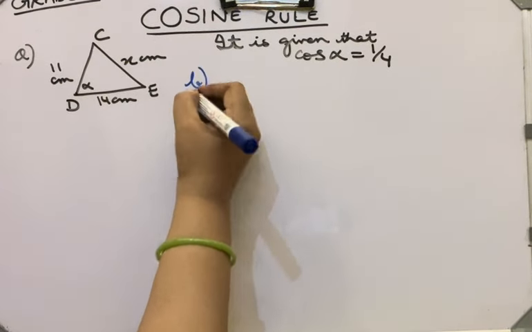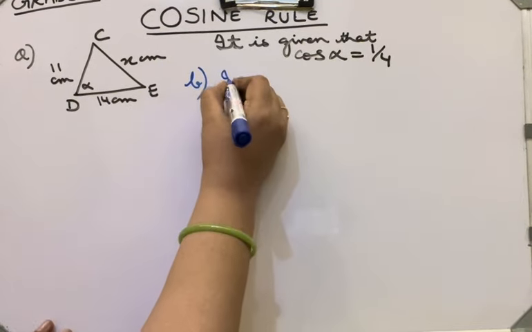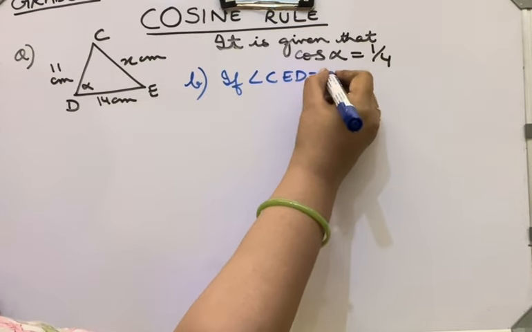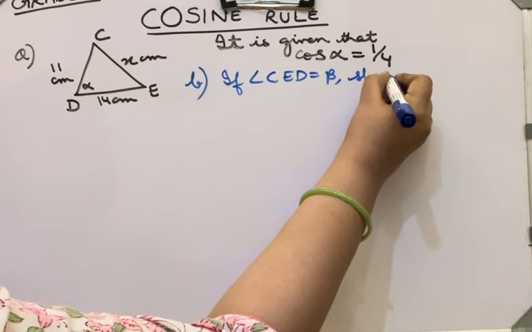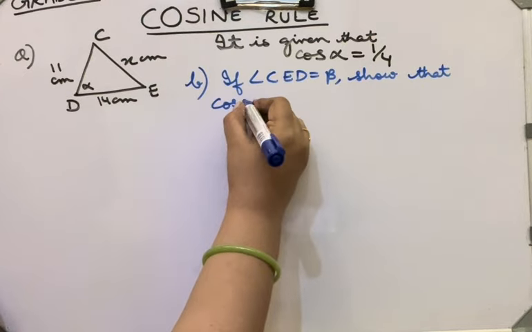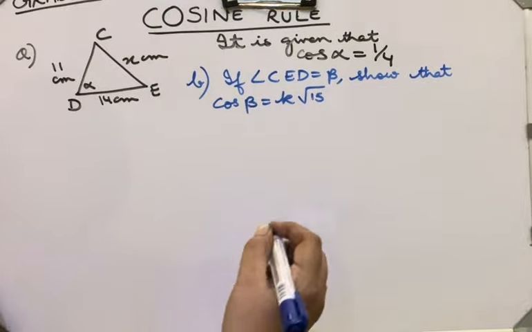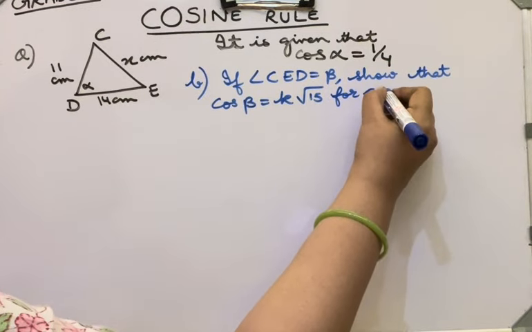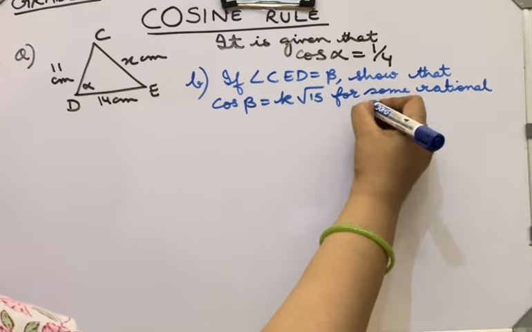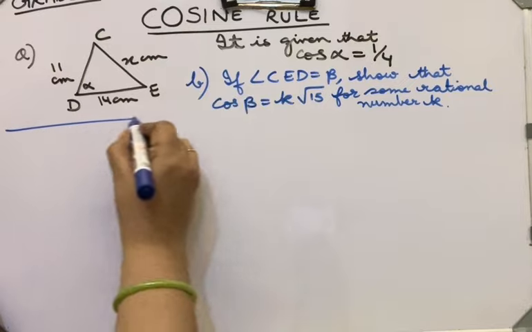Now part B. If angle CED is equal to beta, show that cos beta is equal to k root 15 for some rational number k. Now we'll solve this part.